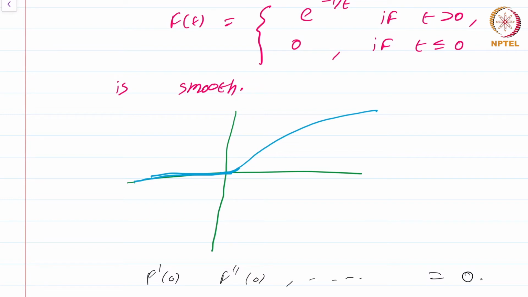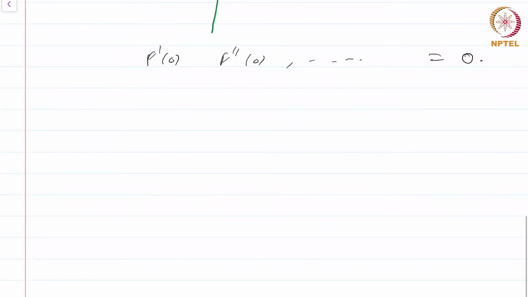We are getting a giant 0 here, whereas the function is e power minus 1 by t when t is greater than 0. So it is not always true that the Taylor series, the infinite Taylor series that you just write down formally, will agree with the function. That might not always happen. Let's first see a proof that this function is in fact smooth.